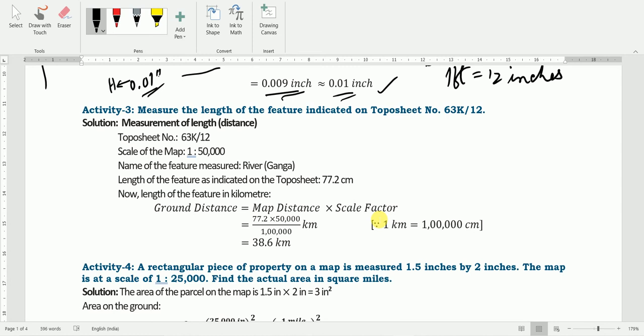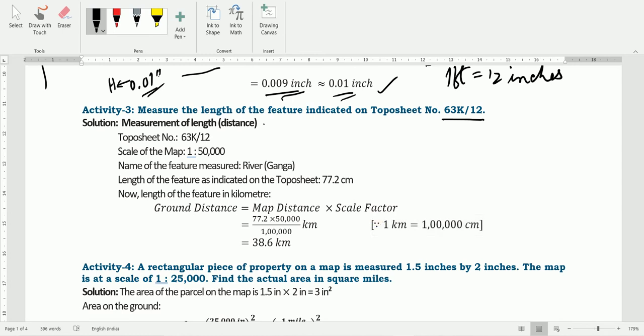So activity 3: measure the length of the feature indicated on topo-sheet number 63K by 12. So this is the topo-sheet we have in our lab. We have so many topo-sheets and we have selected topo-sheet number 63K by 12. We have to measure the length of the feature indicated in the exam on the topo-sheet 63K by 12. So we have the solution here.